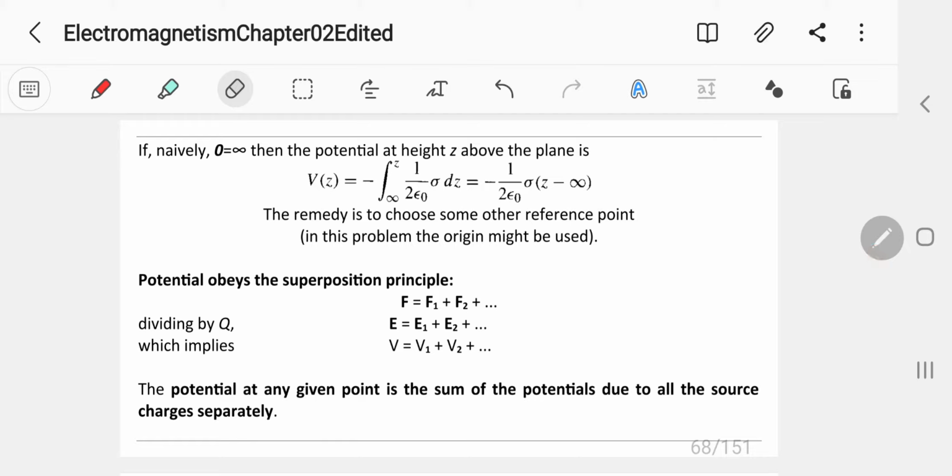The potential also obeys the superposition rule. Just like the force and the electric field, although force and electric field are vectors, the potential also follows the rule of superposition. So the potential at any given point is the sum of the potentials due to all the source charges separately.